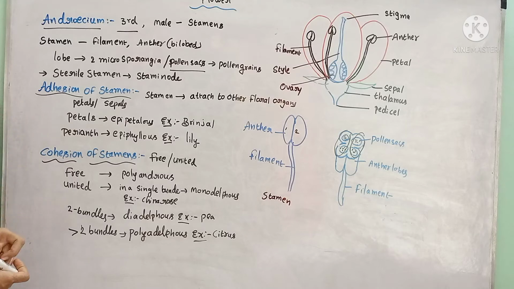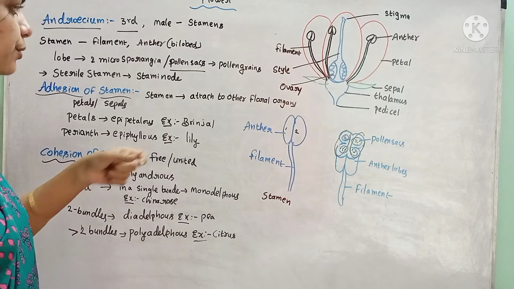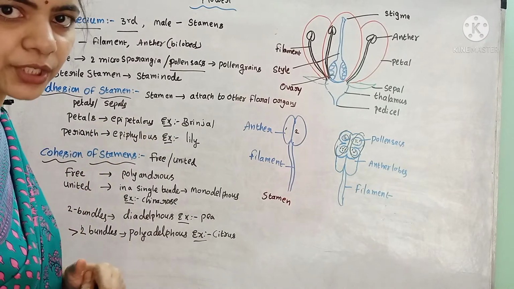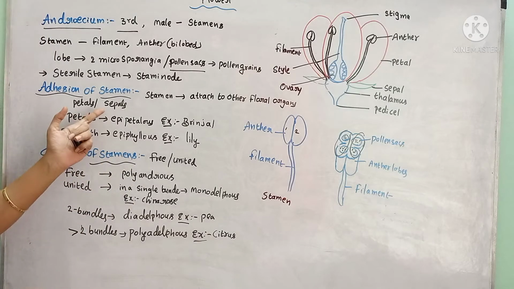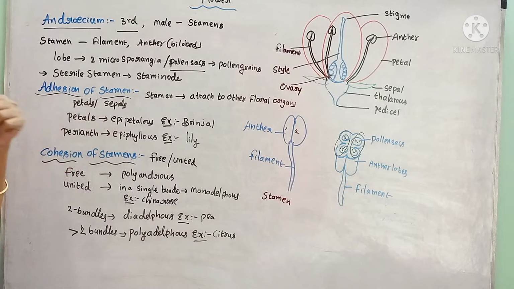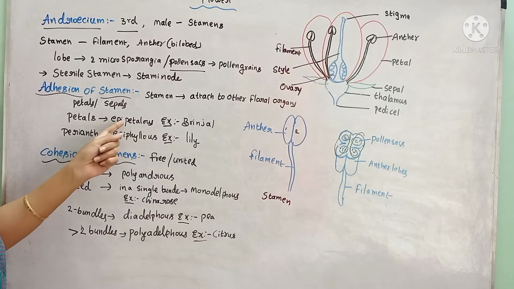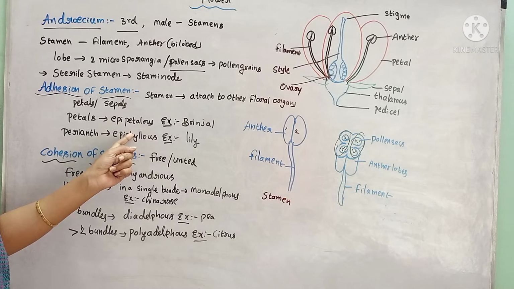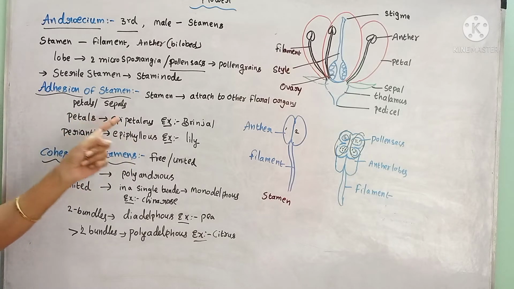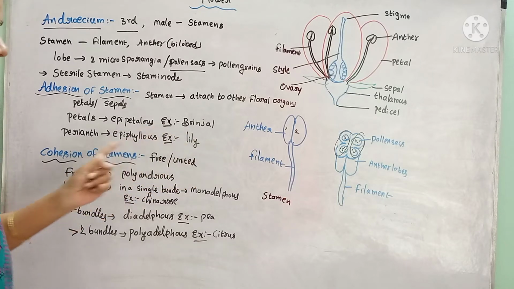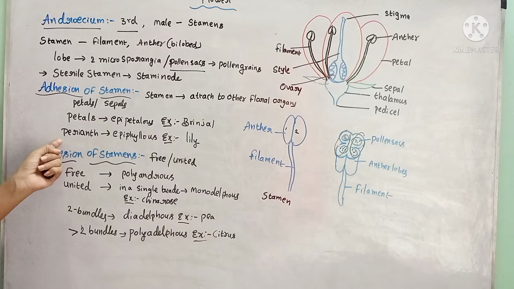The next concept is the adhesion of the stamen. Stamens sometimes may be attached to floral organs like sepals or petals. That is called adhesion. If the stamens are attached to the petals, that condition is called epipetalous, which is seen in brinjal. Sometimes they may be attached to the perianth.